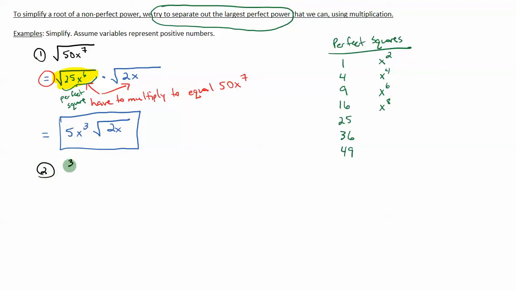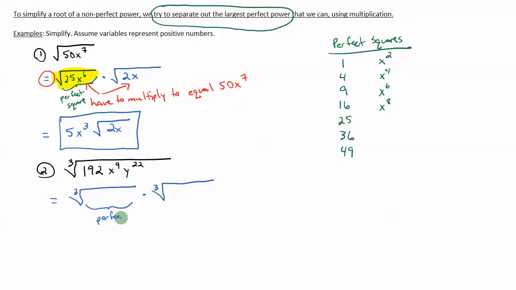Example 2, the cube root of 192 x to the 9th y to the 22nd. This is not a perfect cube, so that means I have to split it into a perfect cube and something else that's not, and I split it using multiplication. So I'm trying to get a perfect cube under my first radical. So I go off to the side and I make my list of perfect cubes.